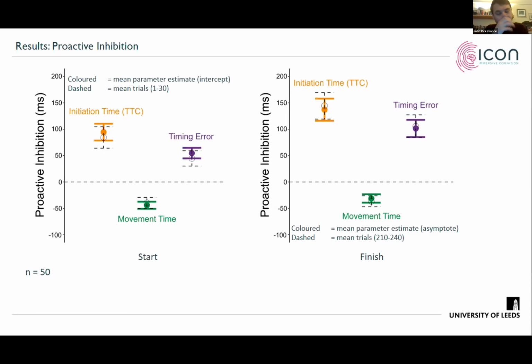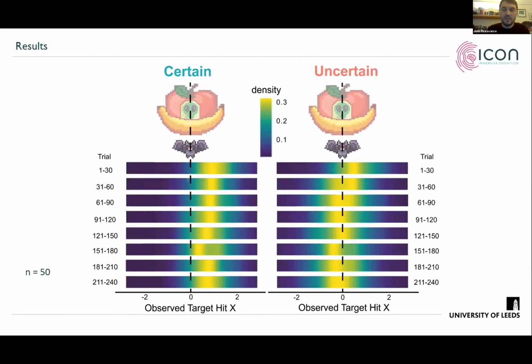Now, these proactive changes to the movements in simple button presses have always been assumed to be volitional, governed by explicit, conscious processes. It's a strategy that we employ, but it's never been tested directly. One benefit of our task is that we can represent these timing characteristics spatially. Because the target moves at the same speed in both conditions, I've been able to convert when the bat arrives at the target into where on the target the bat arrives. In certain conditions, the bat always arrives in the front half of the target throughout the experiment. But in the uncertain conditions, while at the beginning it's arriving in the front half, by the end it's drifted towards the back.